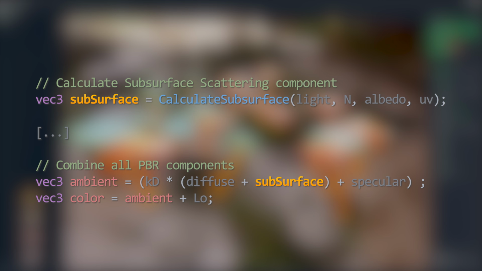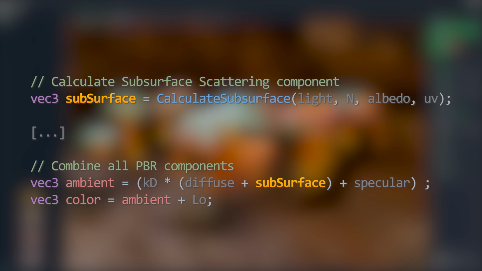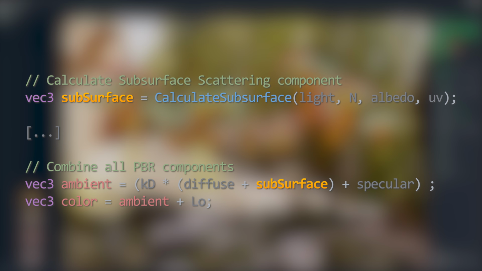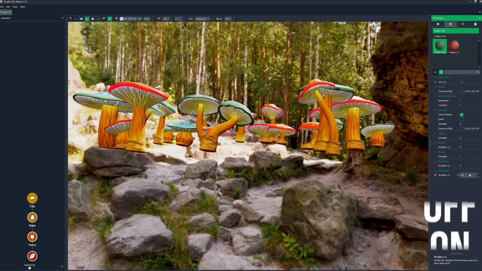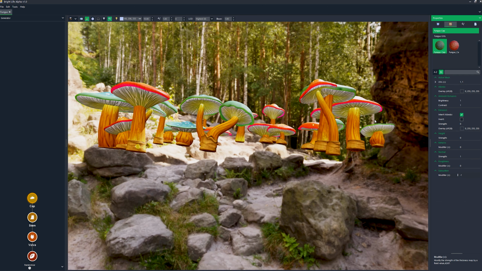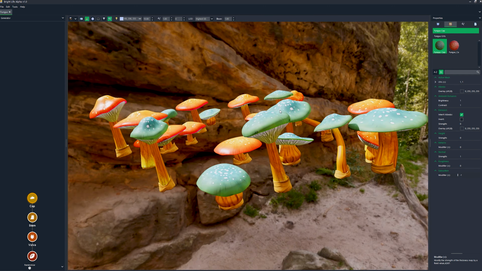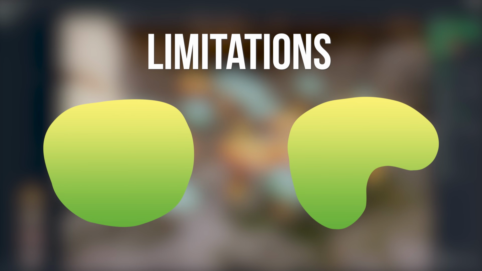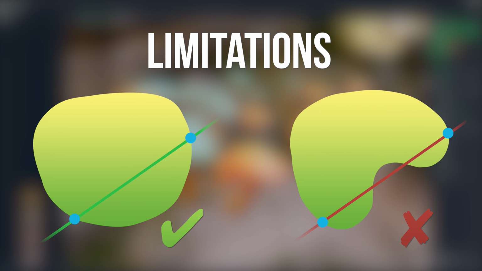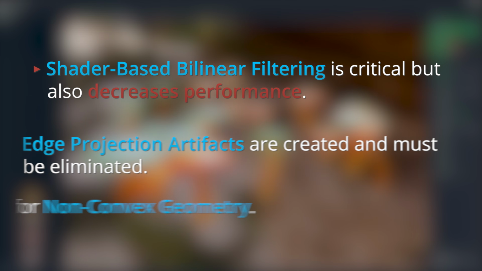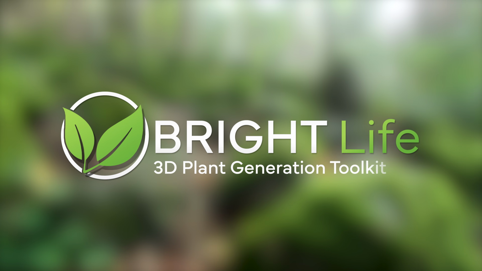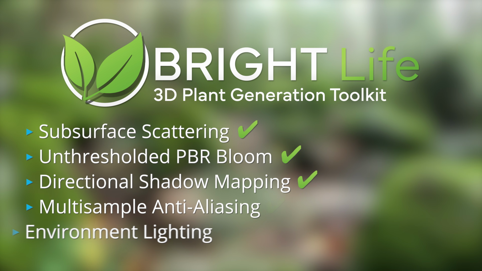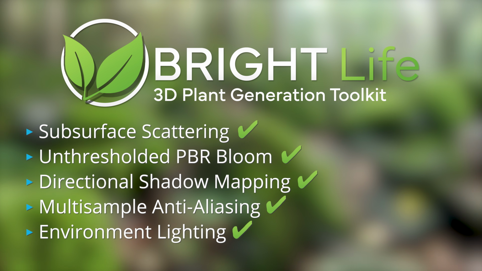Now, all we do is take the output of the subsurface scattering function and add it to the diffuse component of the PBR shader. And there you have it, real-time subsurface scattering. Despite relying on a lot of approximations, the end result is a massive improvement. However, this method does have some limitations. Most prominent is that it doesn't tend to play nicely with 3D models that have holes. In practice, most games won't encounter such situations very often, but if you do, take a look into a process called depth peeling. With subsurface scattering and other advanced rendering techniques all finished, BrightLife is delivering increasingly realistic renders for artists.